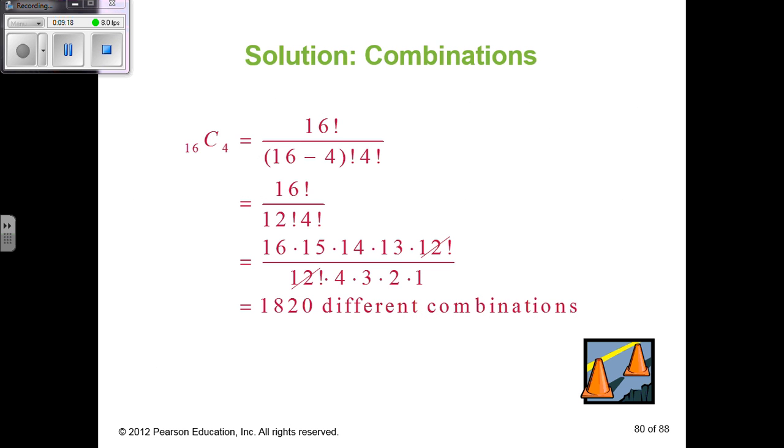Order is not important. So the formula for 16 choose 4 is 16 factorial over 16 minus 4 factorial, and we're going to divide out an additional 4 factorial, which is 16 times 15 times 14 times 13 times 12 factorial, which cancels with the 12 factorial in the denominator, and that's still divided by the 4 factorial, which is 4 times 3 times 2 times 1, which is 1,820 different combinations of choosing 4 companies from this set of 16.